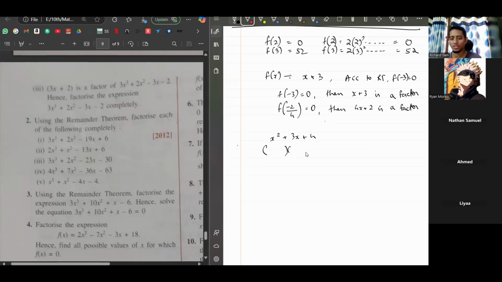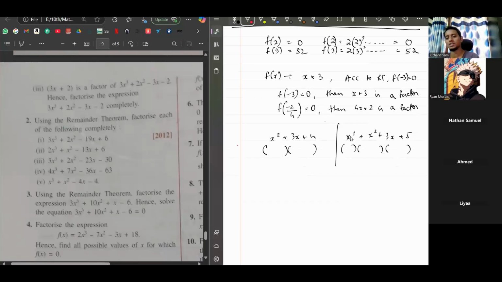You'll get 2 factors, like this. In this, you have x cube plus some x square plus some x plus some number. How many factors you'll get in this? 3 factors. So the number of factors is based on the power.